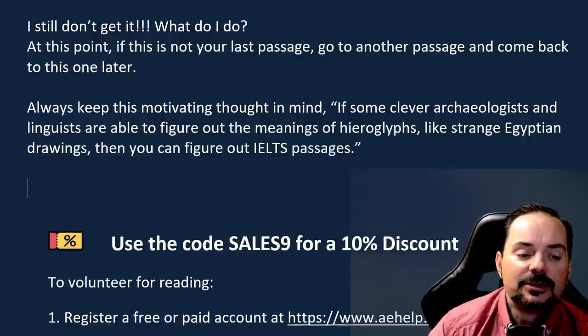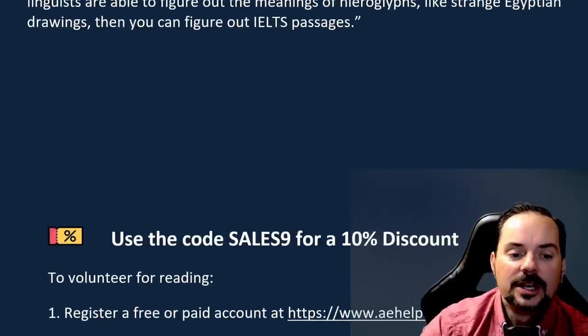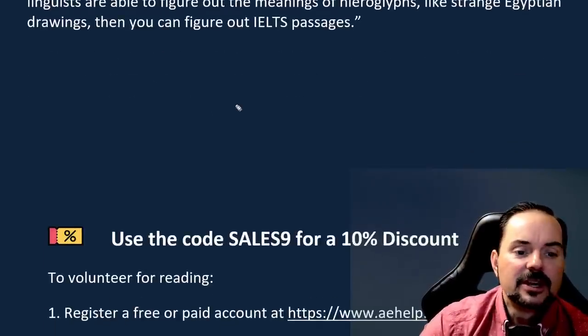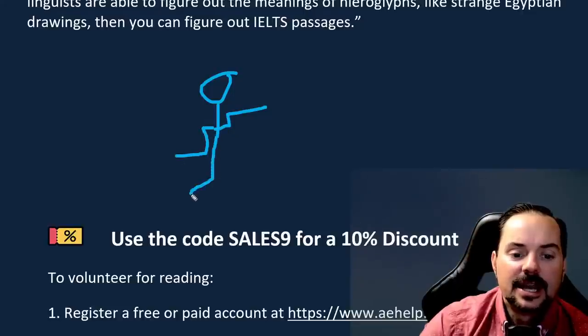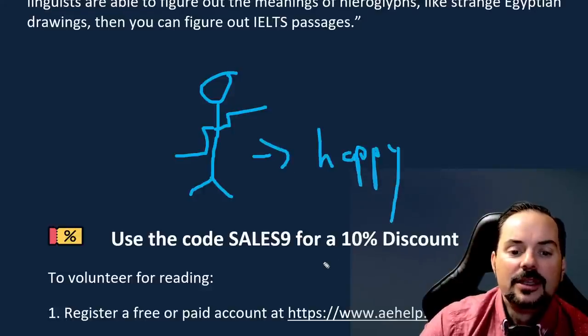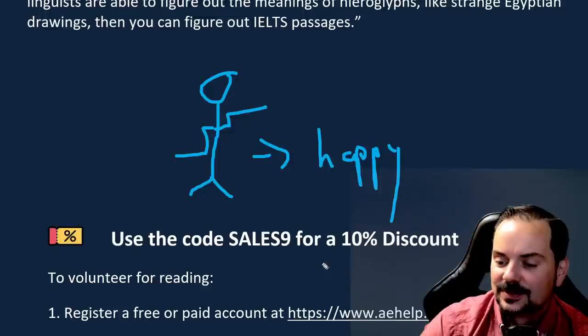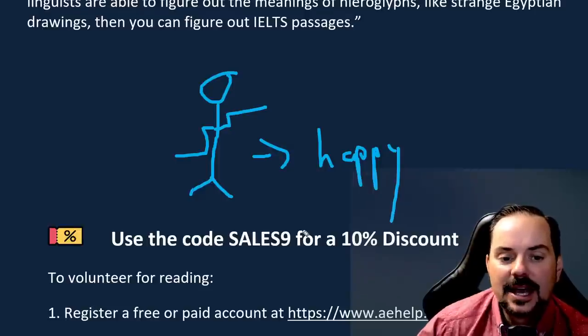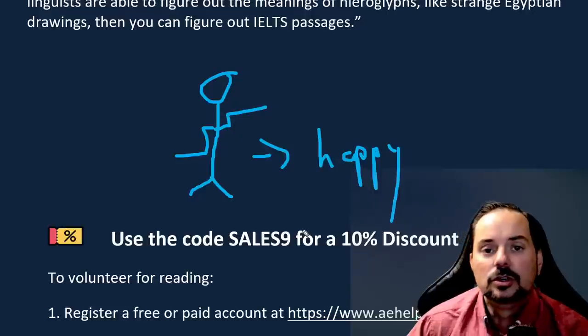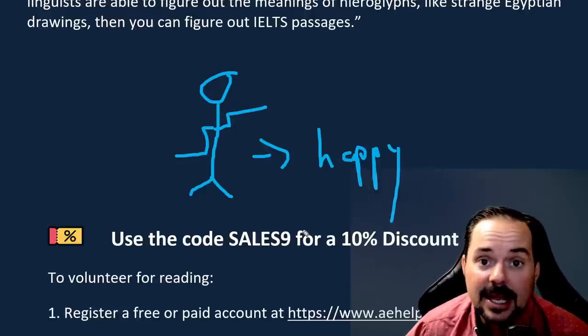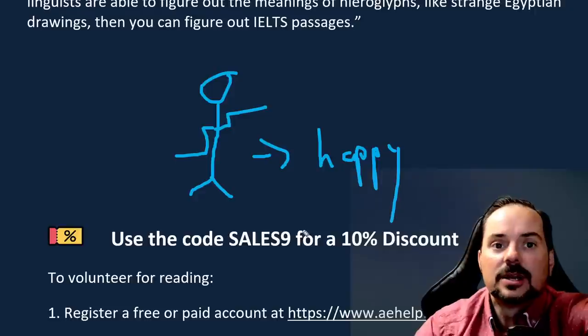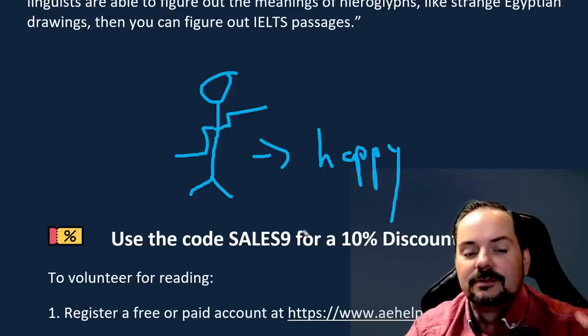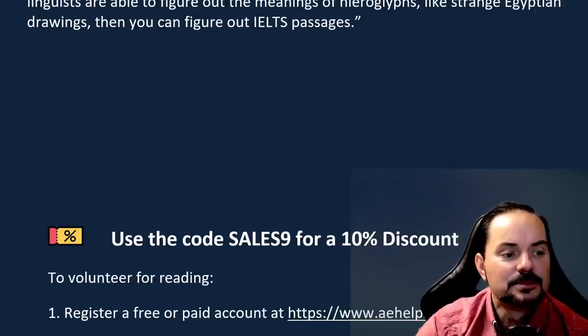So if there's a person out there that can look at a wall in a pyramid and they can figure out that this little character means that we're really happy, okay, then you can figure out the IELTS passage, all right? So keep that in mind. Hieroglyphs are pictures that are basically letters or words used in ancient times to create text, to create documentation and text, okay? So if people can figure that out, you can figure out the IELTS passage. All right, keep that as a motivating thought, all right?